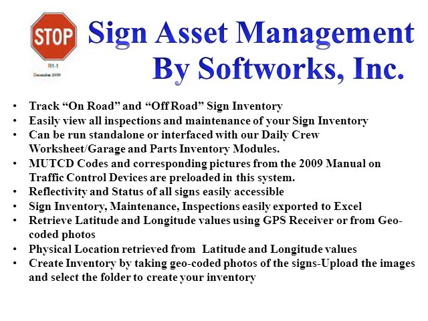Latitude and longitude values, including physical location, can be retrieved using either a GPS receiver or a geocoded photo. You can easily create your whole sign inventory by uploading geocoded photos to your computer. Just select the folder containing the photos, and a sign inventory record with location information will be created for each photo. This feature will allow you to create your sign inventory with very little effort.